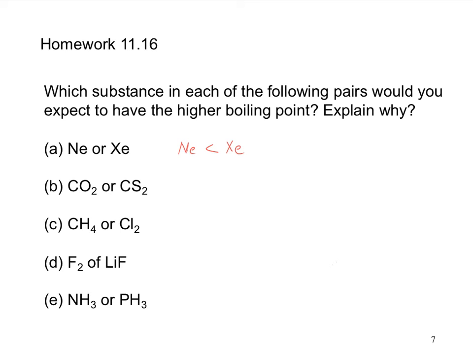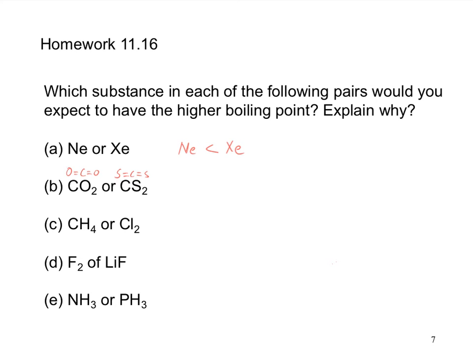And next one, carbon dioxide and carbon disulfide. We have talked about this in previous slides. They both have linear structure. They are both nonpolar. Therefore, the predominant intermolecular forces in both cases are dispersion.